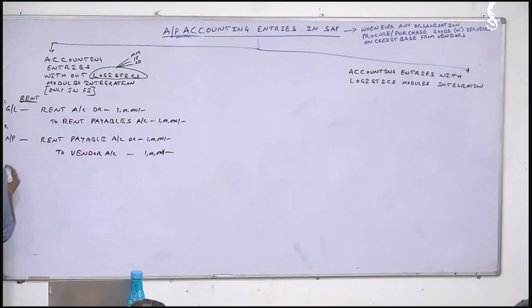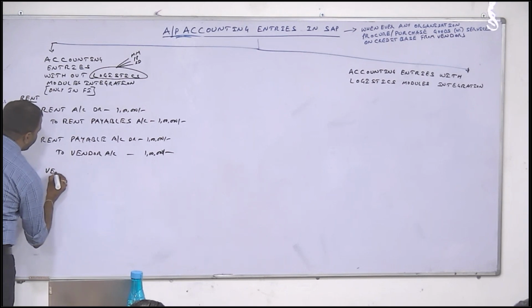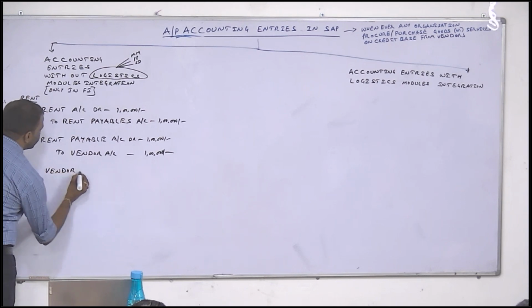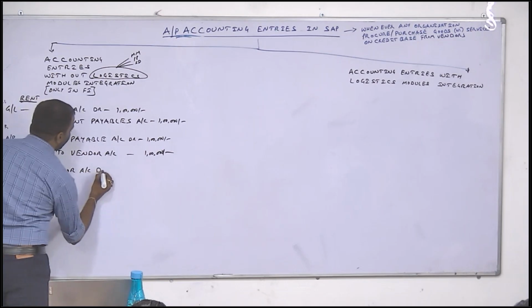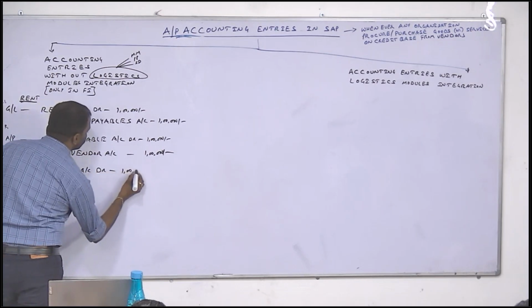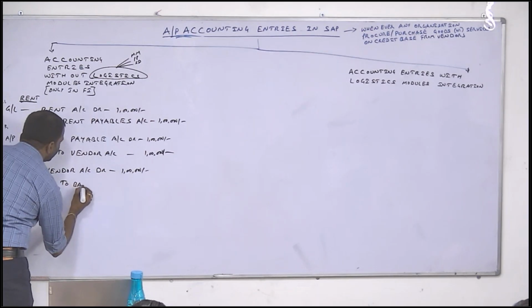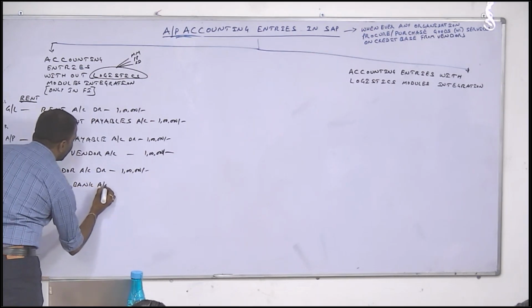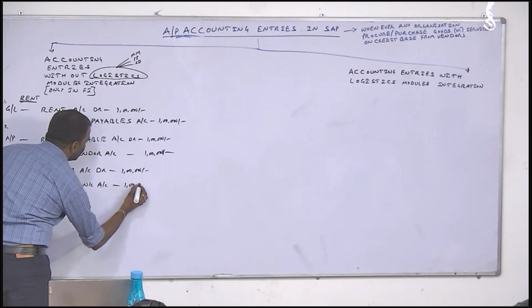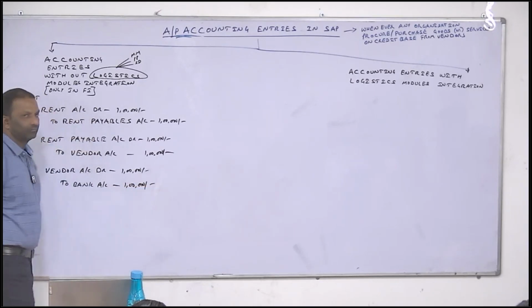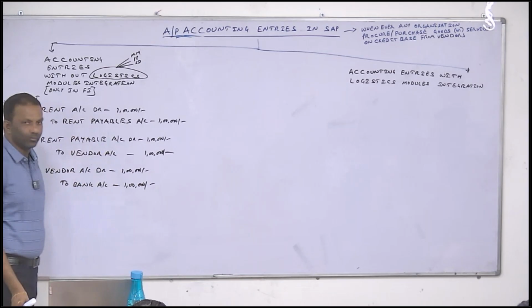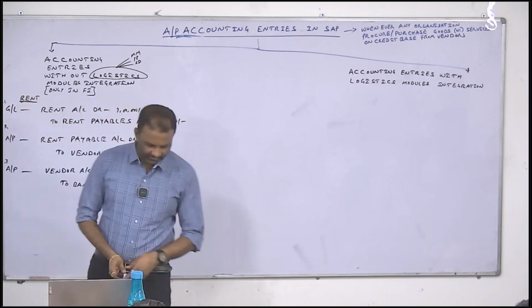Then what is the third entry? Again, each one will also post in AP. What is the accounting entry? Vendor account debit. How much? To bank account. How much? Okay, so in this way normally they will post. Everyone is agreed, right? Now I have one question.